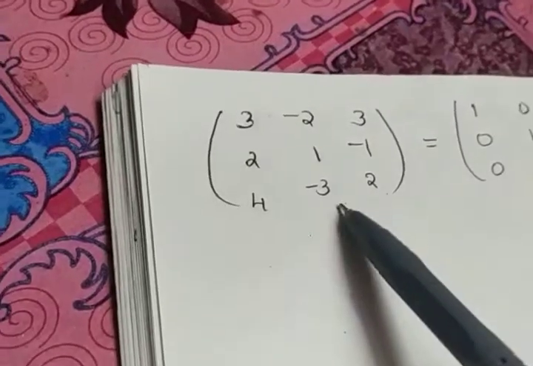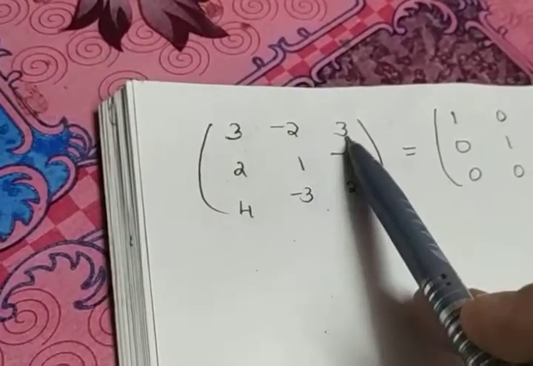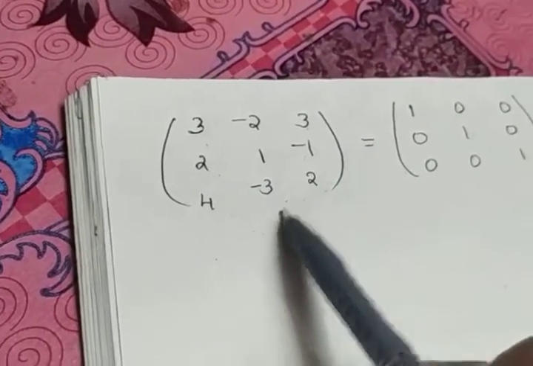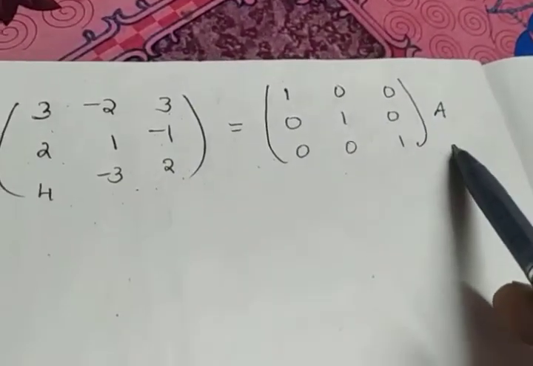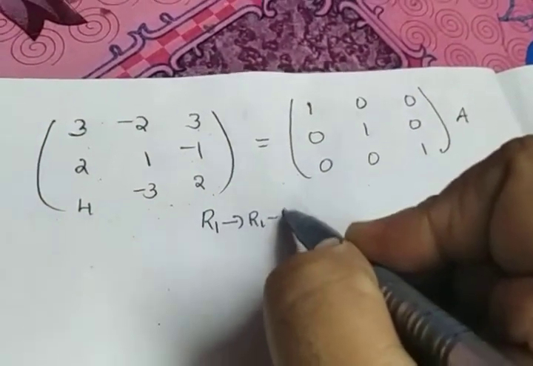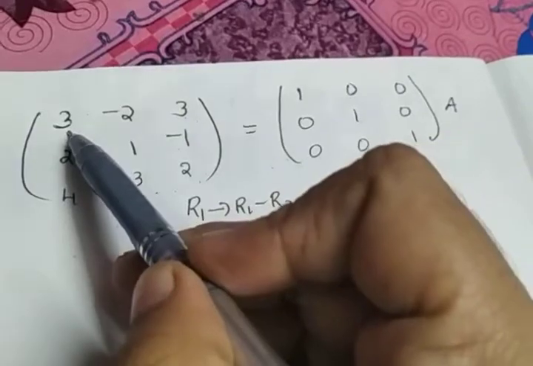So the next question is to find the inverse of the matrix [3, -2, 3; 2, 1, -1; 4, -3, 2]. I have written that matrix equal to identity matrix into A. So I am going to do the transformation R1 changes to R1 minus R2, so as to make this element 1.